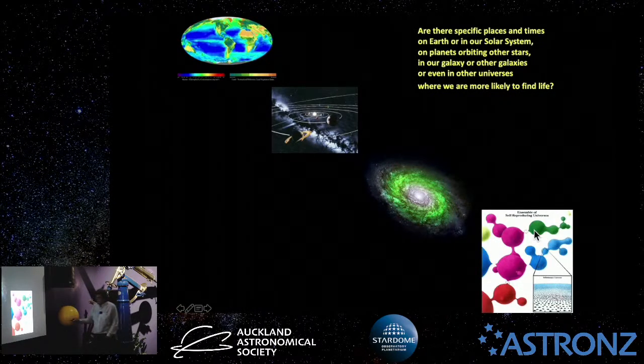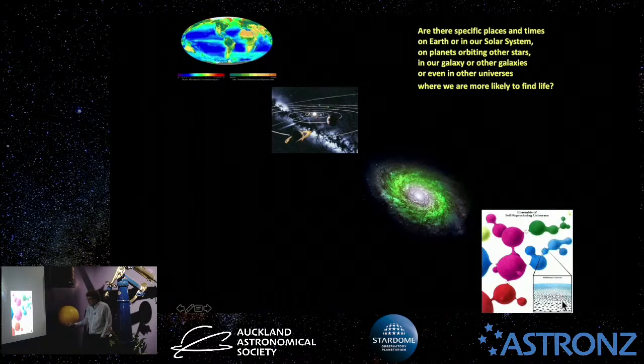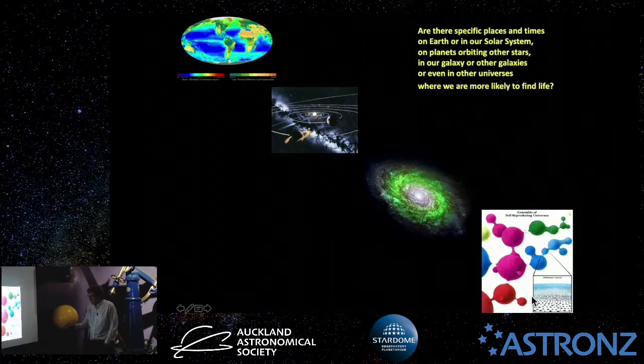So here, this is supposedly our universe right there. And then you blow it up, and there's a little circle here that you can't see, and that's supposed to be our observable universe.